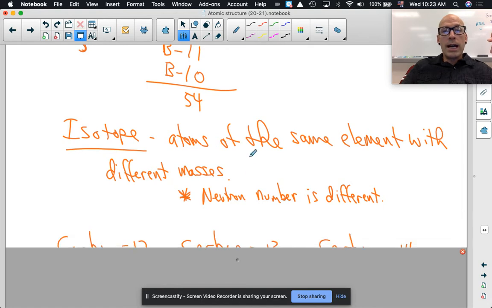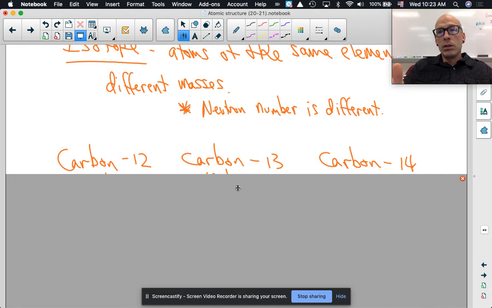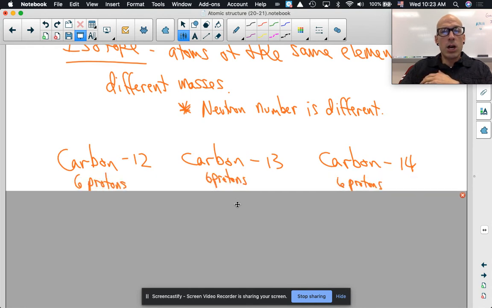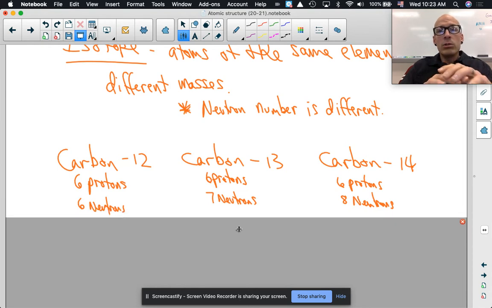Now, another example, carbon. Carbon is another example, and there's 3 different isotopes for carbon. There's a 12, 13, and 14. Now, how many protons does carbon have? Hopefully you know that carbon is number 6 on the table, and therefore it has 6 protons. Each of them has 6 protons, which means that carbon-12 has 6 neutrons, carbon-13 has 7 neutrons, and carbon-14 must have 8 neutrons. So that's how that works, right? And those are all 3 isotopes.